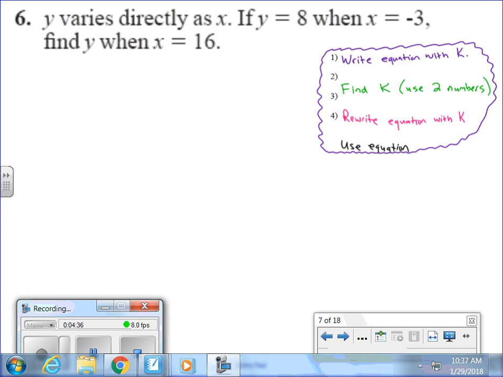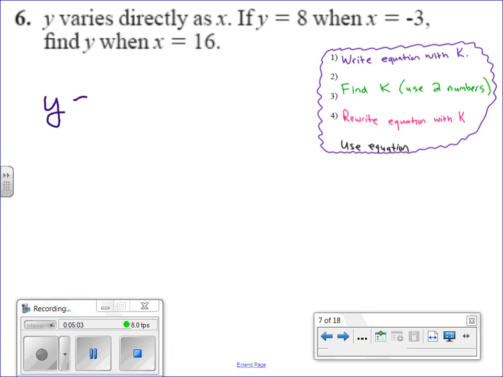If y equals 8 when x equals -3, pause. Those two numbers go together, and you will be using those two numbers to help you solve for k. And then find y when x equals 16. That's your mystery. That's what you're going to be trying to do at the very end when I say to use the equation, step 4. You'll be using your equation to put that 16 in to solve for y. Okay? This will make much more sense when we try one. So let's go ahead and try it.